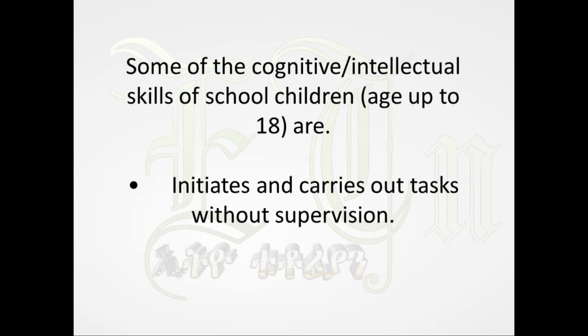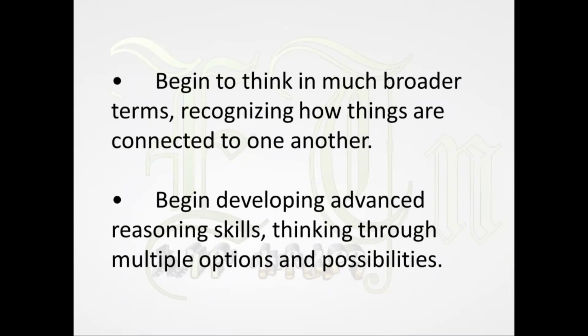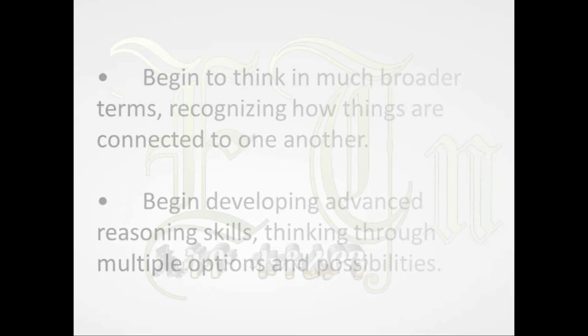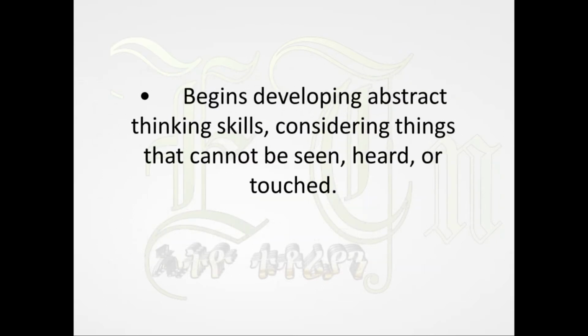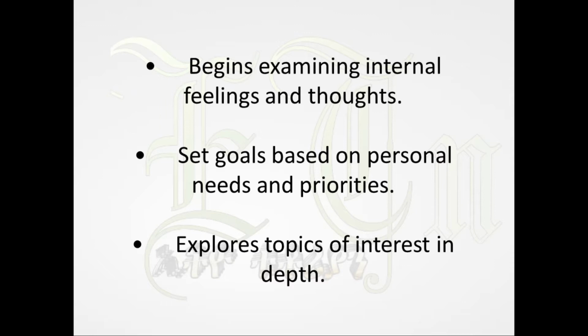Some of the cognitive/intellectual skills of schoolchildren up to age 18: initiates and carries out tasks without supervision. Begins to think in much broader terms, recognizing how things are connected to one another. Begins developing advanced reasoning skills, thinking through multiple options and possibilities. Begins developing abstract thinking skills, considering things that cannot be seen, heard, or touched. Begins examining internal feelings and thoughts.